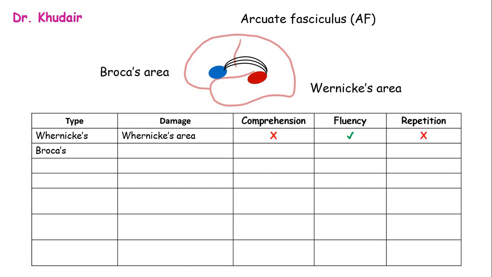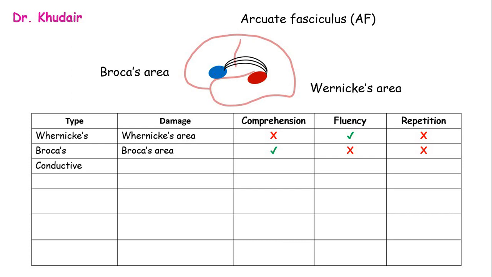Next, we have Broca's aphasia, which is damage to Broca's area. Since Wernicke's area is intact, comprehension will be intact. And since Broca's area is the area that produces language, the fluency will be impaired. And lastly, we have affected one of the three structures for repetition, so repetition will be affected.